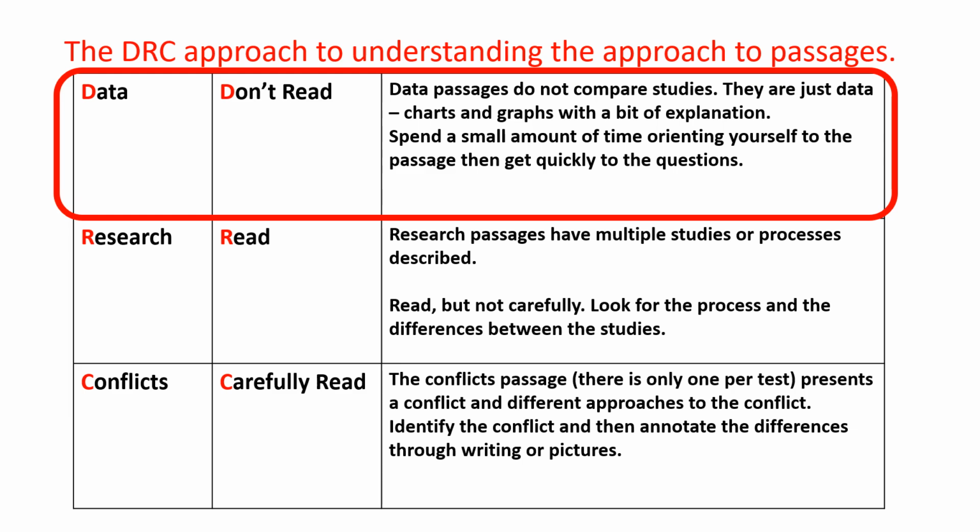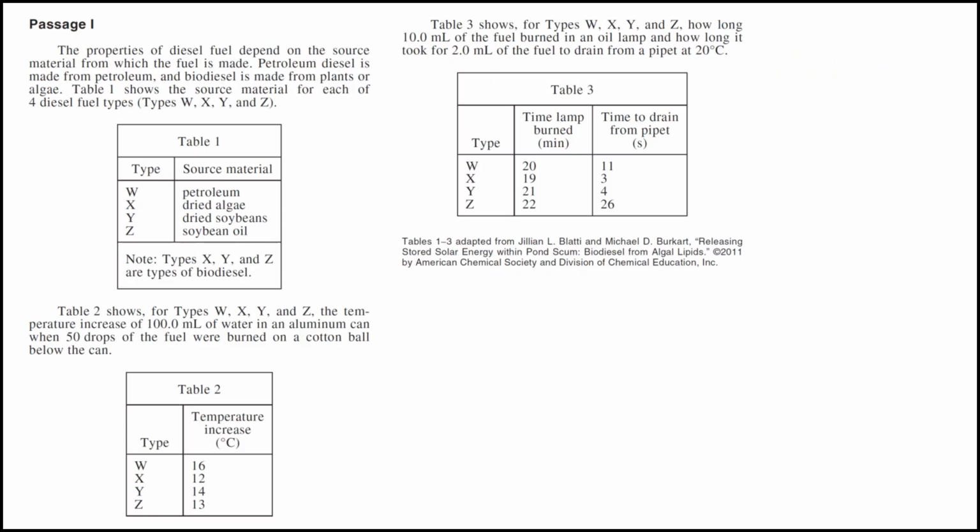I like to spend a small amount of time orienting to the passage. So for orienting, we see the properties of diesel fuel. We see table 1, different types, different source material. We see table 2, different types and different temperature. And then table 3, type, time the lamp burned, and time to drain from the pipette. I'm not even sure what's being studied, but I kind of know where to look now.